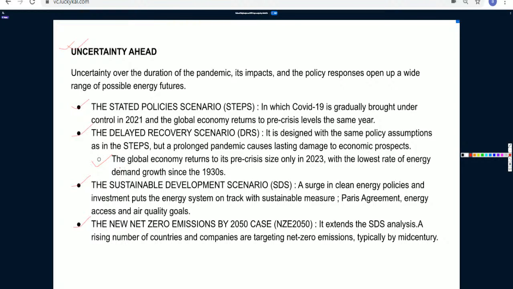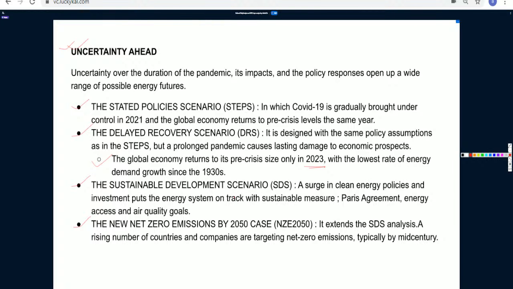The global economy returns to its pre-crisis size only by 2023, with the lowest rate of energy demand growth since the 1930s. The third scenario is known as the Sustainable Development Scenario.